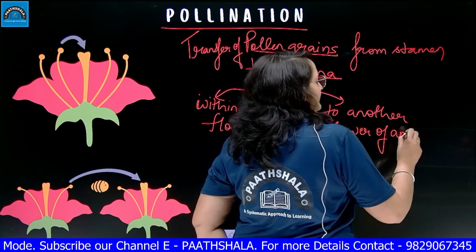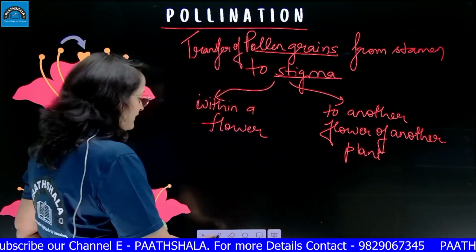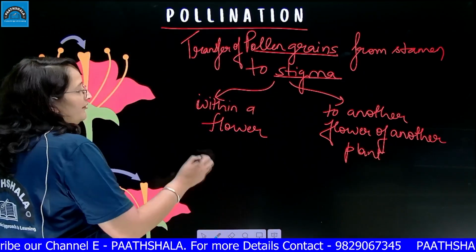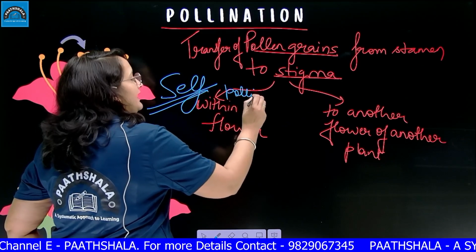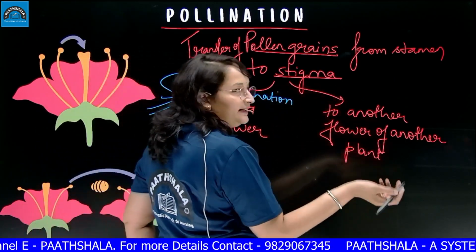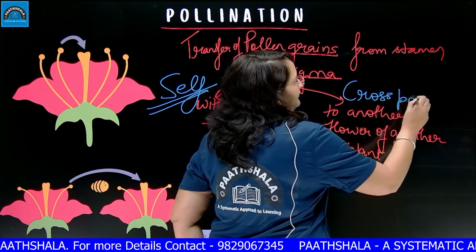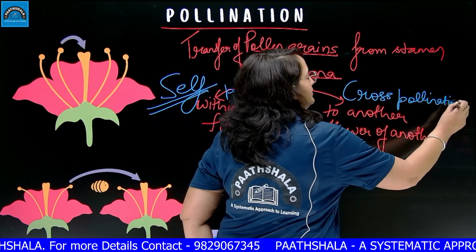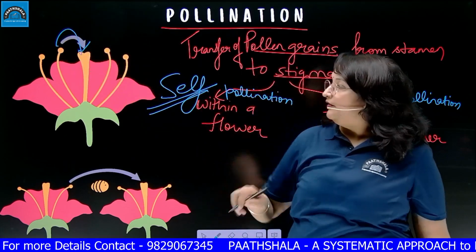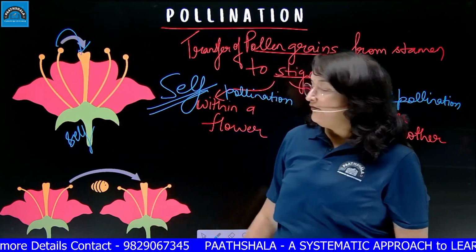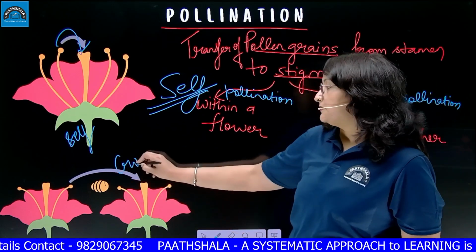On that basis, we have divided pollination into two categories. If the pollen grains are transferred within the same flower, we call it self-pollination. And if the transfer of pollen grains is to another flower of another plant, we call it cross-pollination. As you can see in the picture, when the transfer is within the same flower, it is self-pollination. When it is from one flower to another flower of another plant, it is cross-pollination.